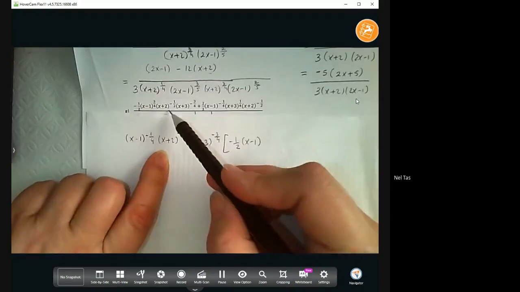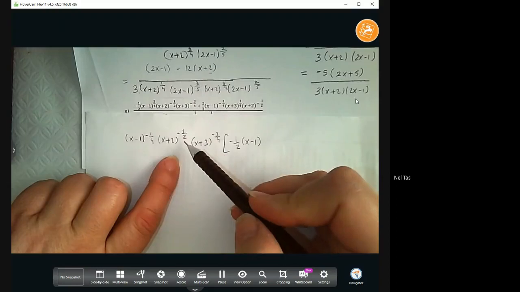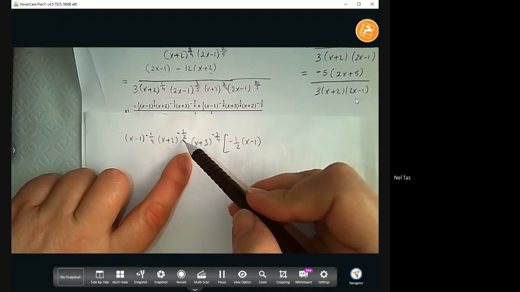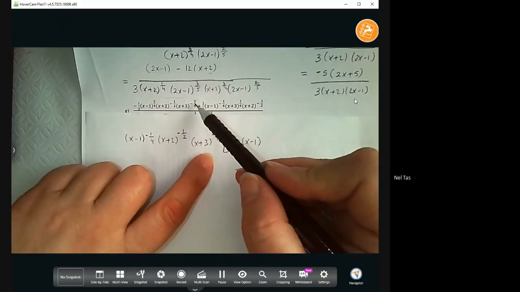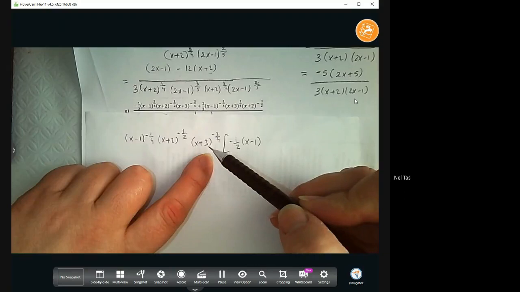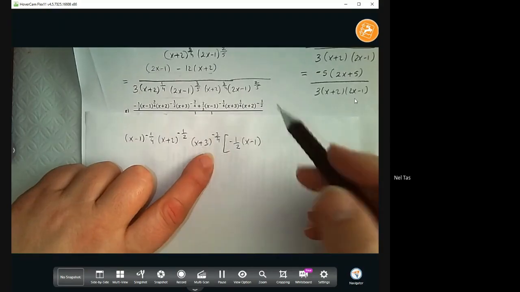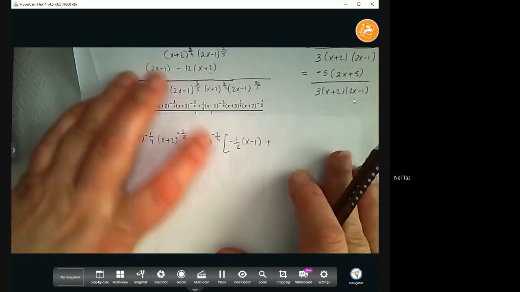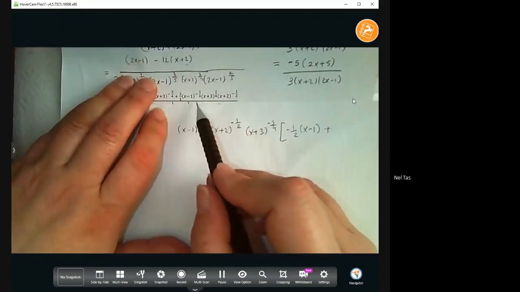Now, the second one, x plus 2 to the power of negative 1 over 2 divided by x plus 2 to the power of negative 1 over 2. They are gone. x plus 3 to the power of negative 3 over 4 divided by x plus 3 to the power of negative 3 over 4. That is also gone. Okay, so we have this plus. Now we are going to divide the second term in the numerator by this common factor.